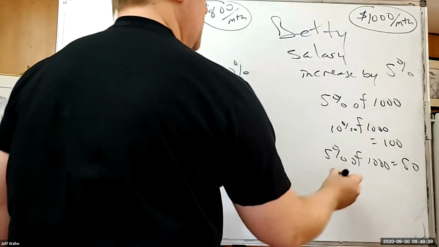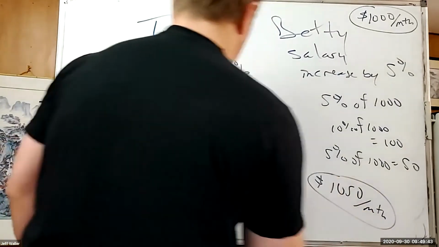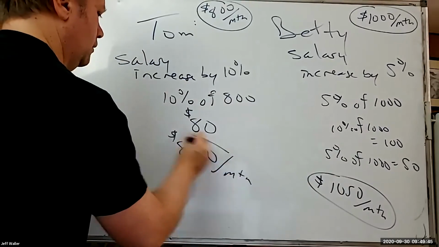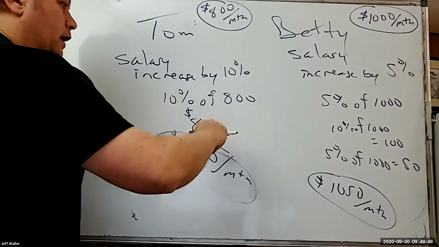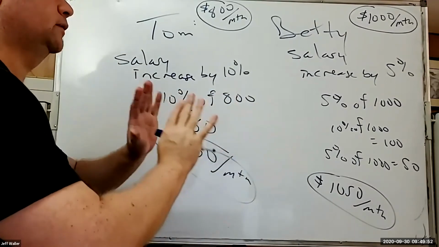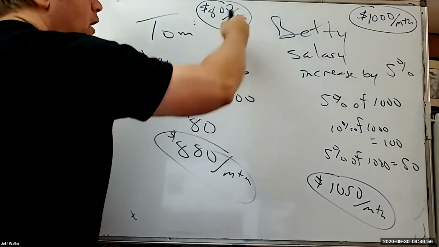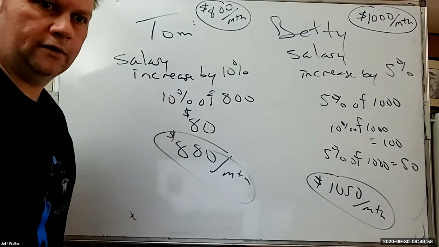So now Betty is making $1,050 a month. So Tom did not catch up to Betty, even though he had a larger increase. Okay, so the point I wanted to make with that example was a percentage by itself doesn't mean anything. It's got to be of something. That's what gives it meaning.